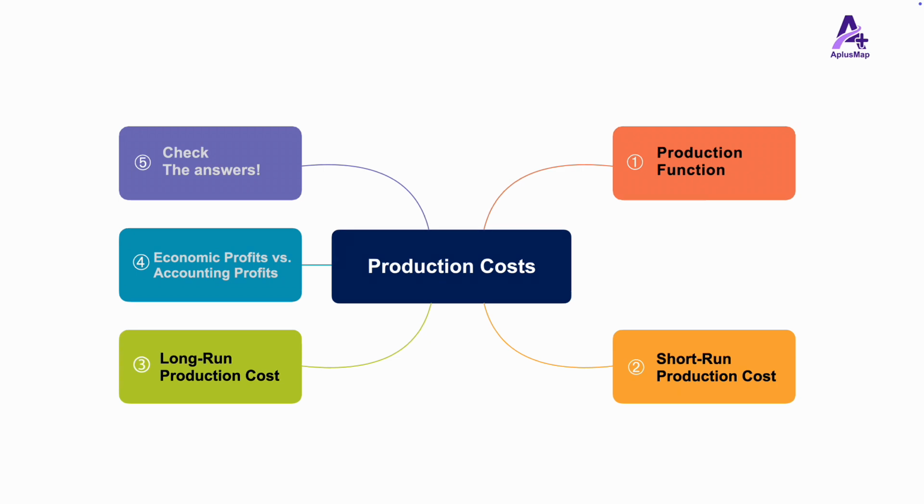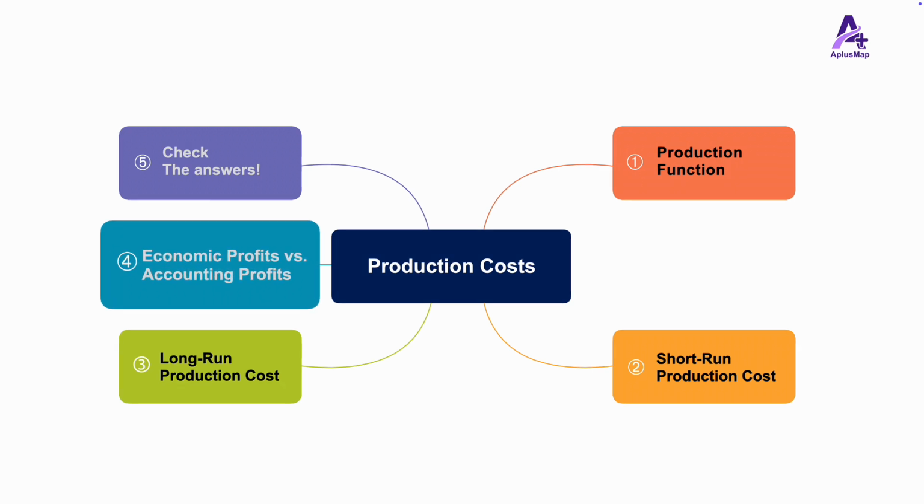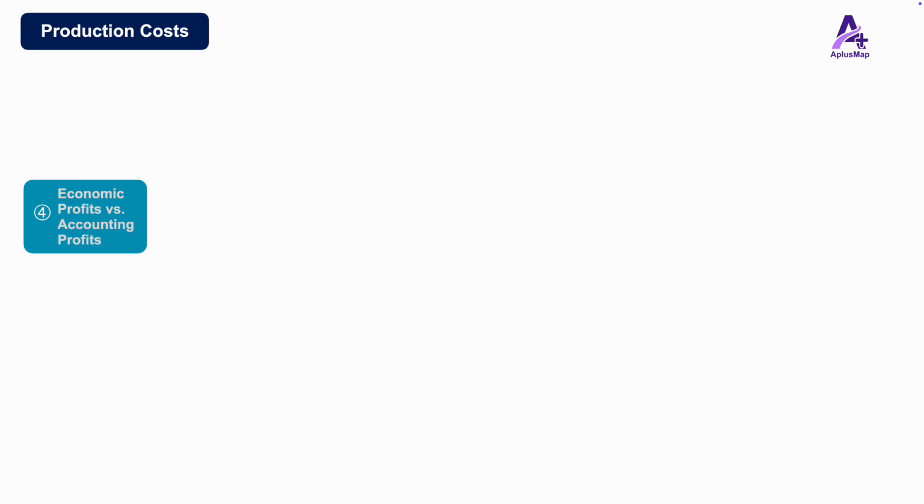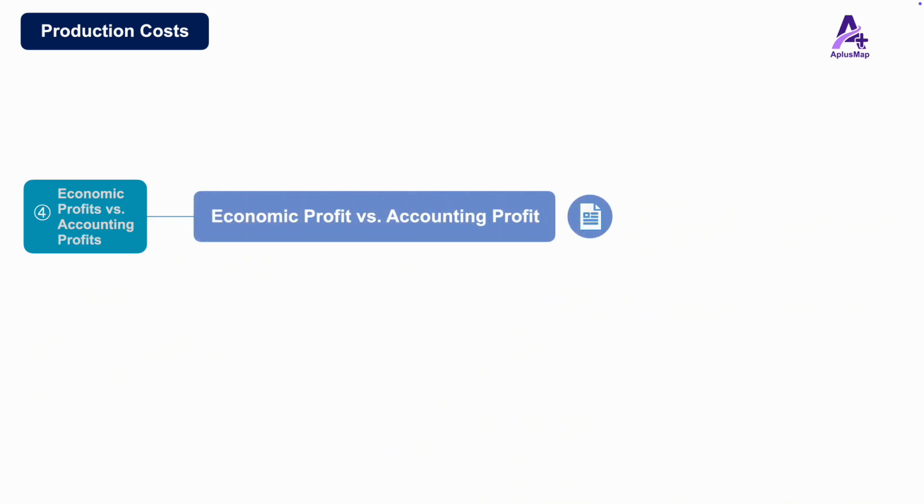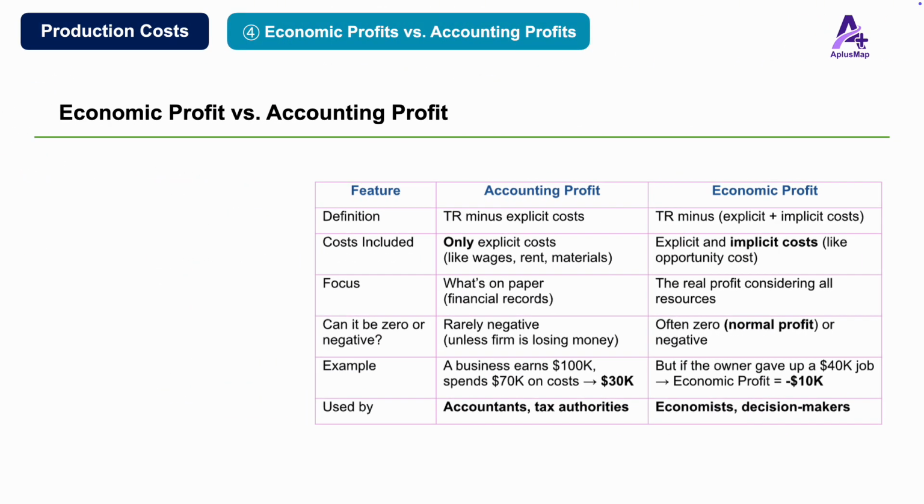Okay, one final major topic. How economists measure success, which apparently is different from how accountants do it. We need to break down accounting profit versus economic profit. Yes, a crucial distinction, especially for understanding why firms make the decisions they do. Let's start with accounting profit. The one most people know.